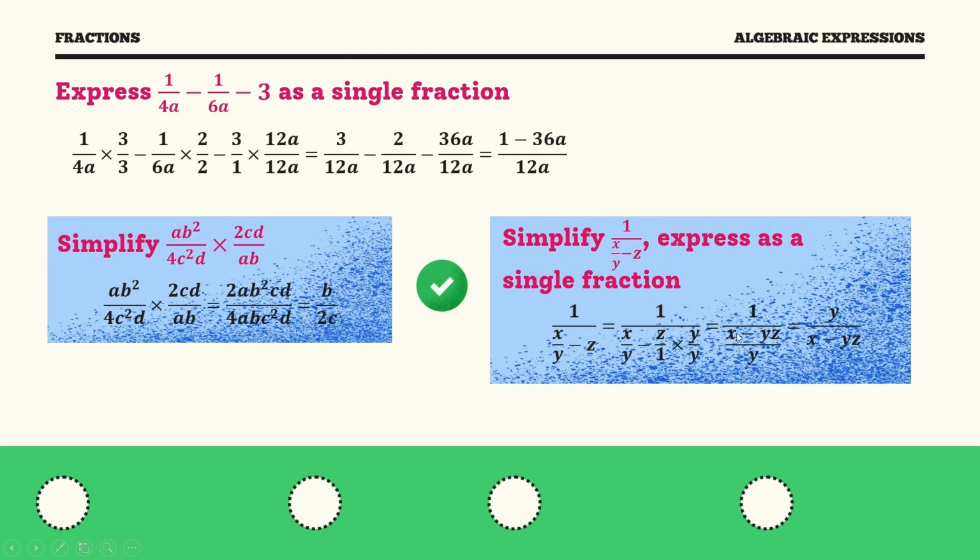So we have 1 over x minus yz over y. This we can flip upside down. So we've got y over x minus yz.